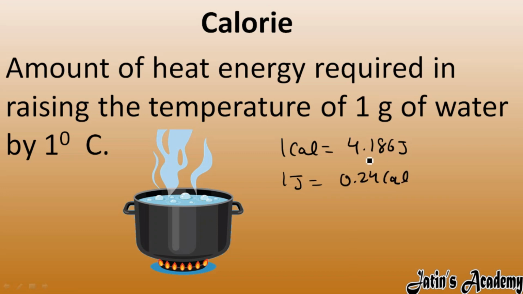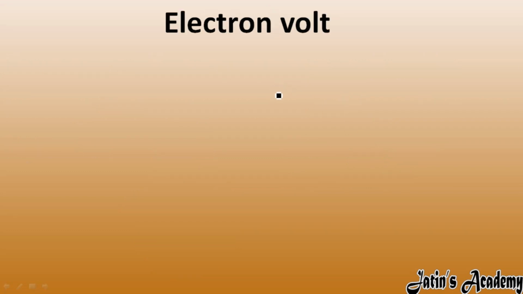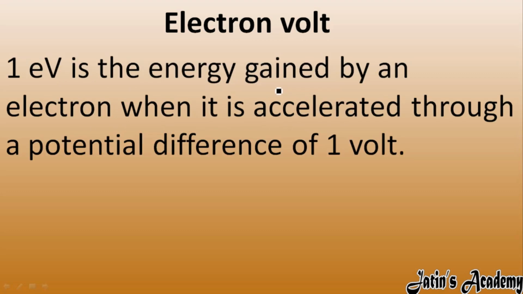Both values are very important, and this value is most important. Clear? Next we have what is electron volt. So this definition is actually very important. 1 electron volt is the energy gained by an electron when it is accelerated through a potential difference of 1 volt.